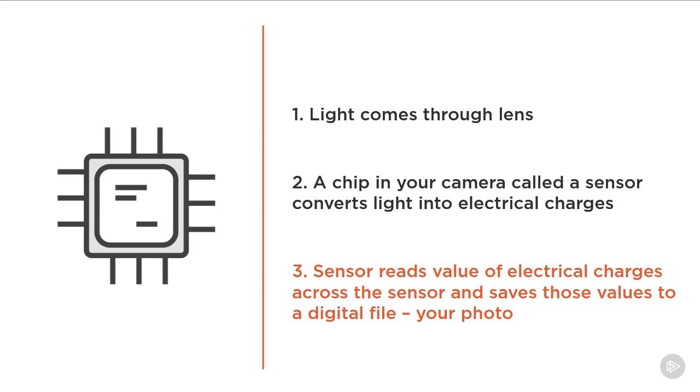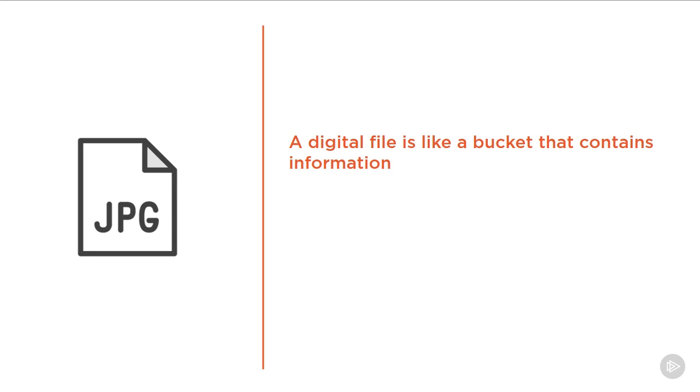Now, any digital file has different limitations. So, for example, a digital file like a Word document is going to store completely different types of information than something like a JPEG image. And so there are limitations to a Word document that you may not have with a JPEG image, and vice versa, just because there's different types of information. Essentially, a digital file is a bucket that contains information.